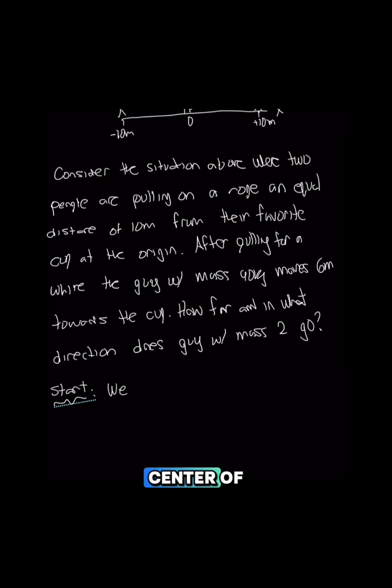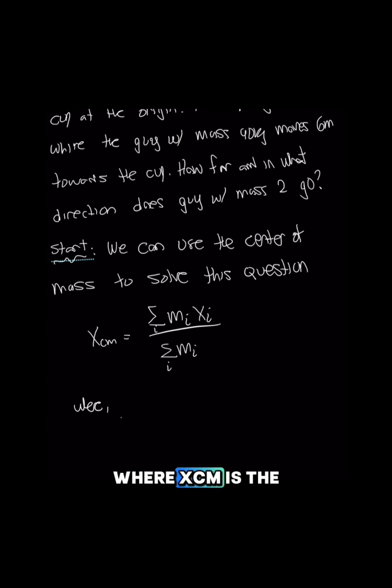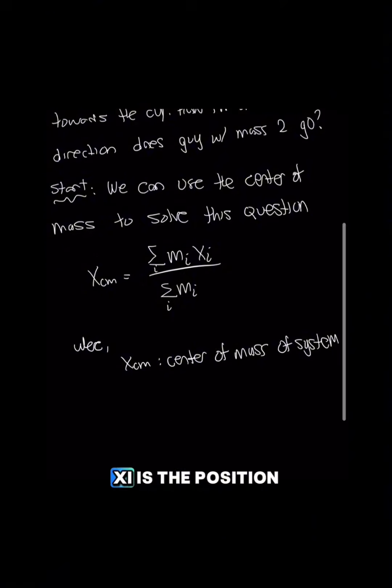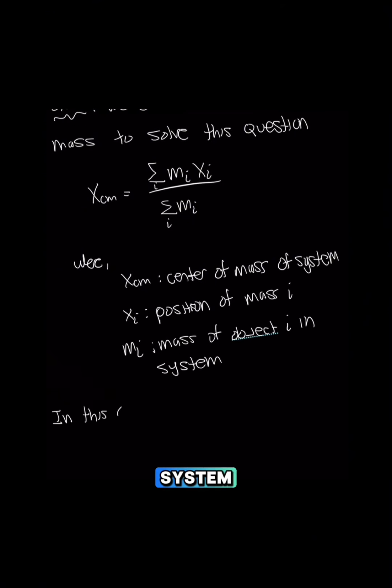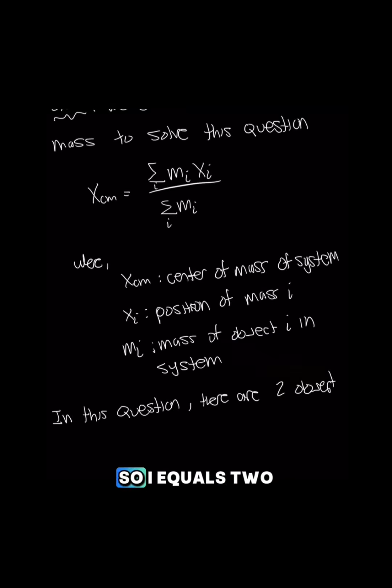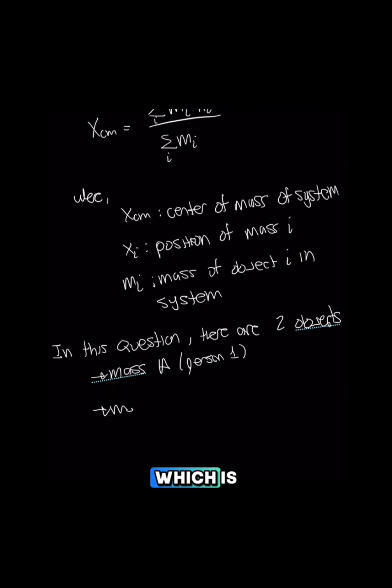To start, we can use the center of mass to solve the question. The position of the center of mass formula is given by this, where x_cm is the center of mass of the system, x_i is the position of mass i, and m_i is the mass of object i in the system. And in this question, there are two objects, so i equals 2. So we have mass A, which is person 1, and mass B, which is person 2.